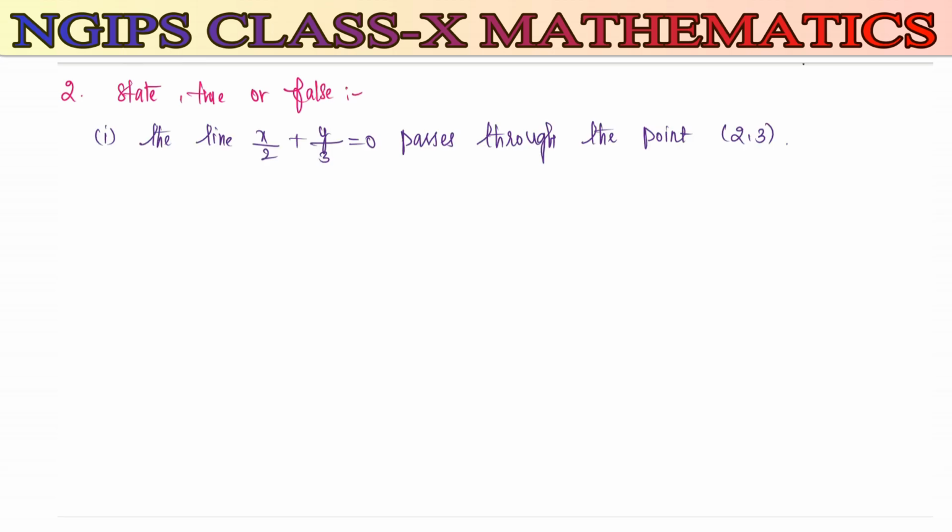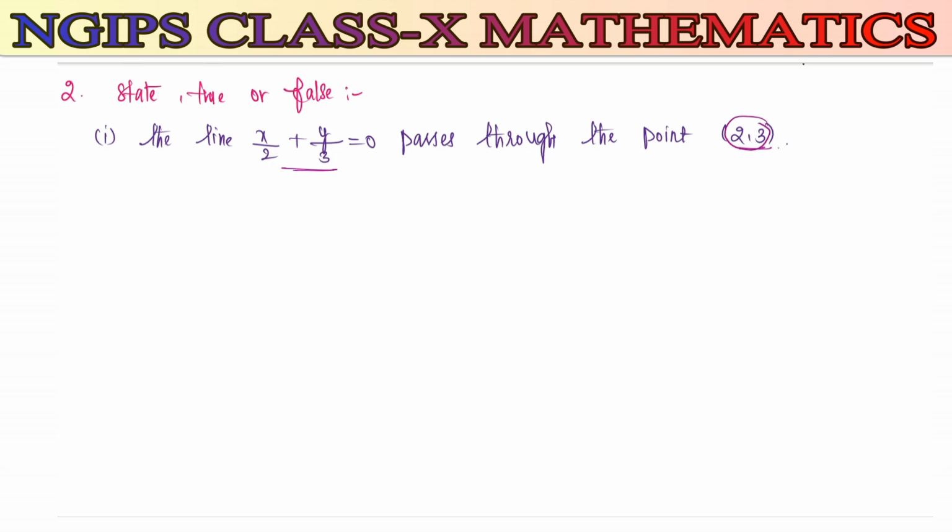Okay, the second one we have here: state true or false. The line x by 2 plus y by 3 is equal to 0 passes through the point 2, 3. We need to say whether it is true or false. First, we have to take this point and substitute in the given equation. If it satisfies this equation, then this particular line passes through this point or not. So if it passes, we can say it is true. If not, it is false.